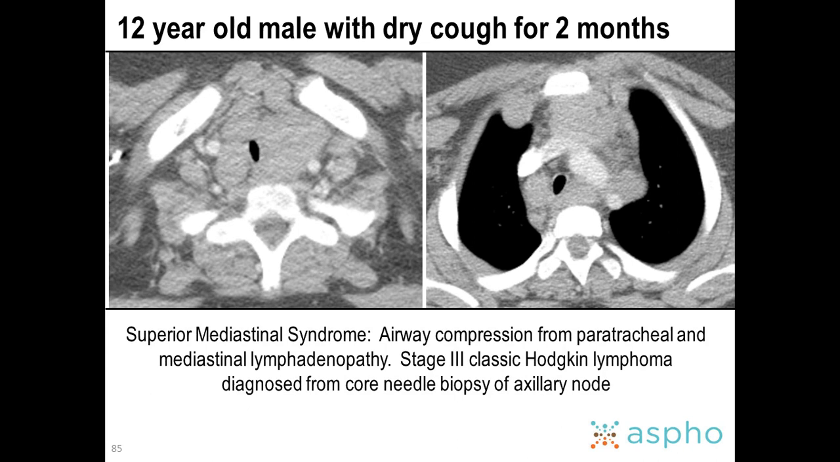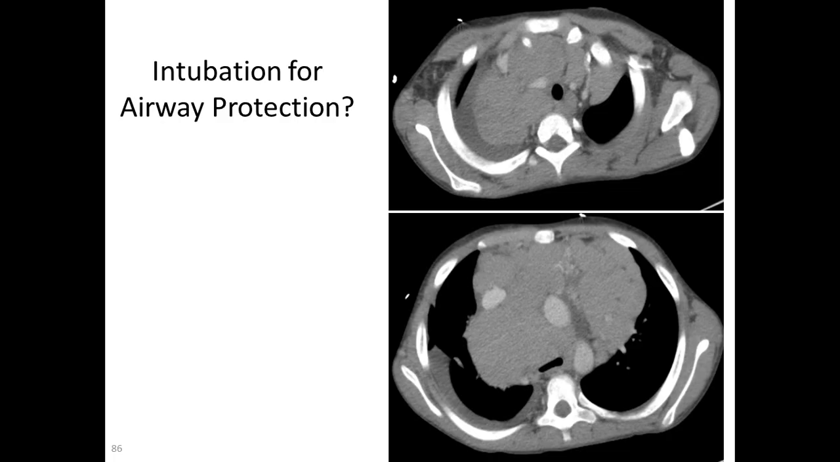And I put this in to remind us that, yes, these mediastinal emergencies tend to be non-Hodgkin lymphomas because Hodgkin's tends to be slow growing, but they can be Hodgkin lymphoma as well. So do we always intubate for airway protection? We should all know the answer to this by now.